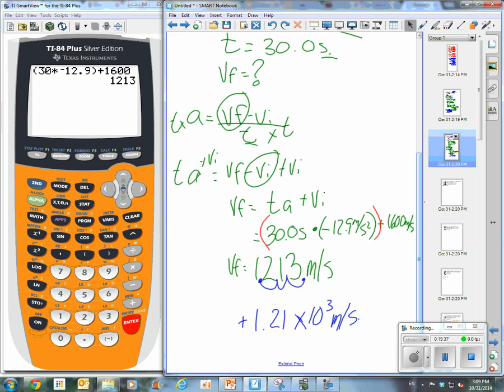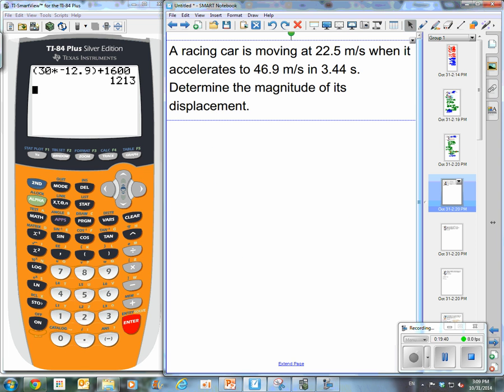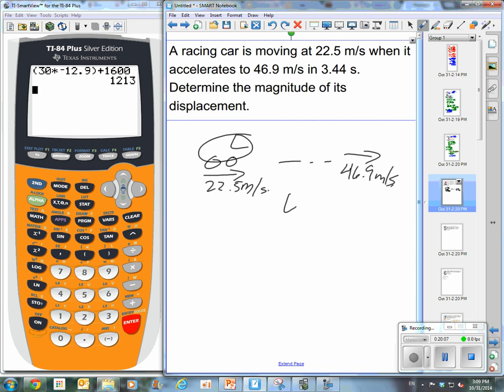All right, let's go and do the next problem here, shall we? A racing car is moving at 22.5 meters per second when it accelerates to 46.9 meters per second in 3.44 seconds. Determine the magnitude of displacement. All right, well, I've got a car. He is already moving at 22.5 meters per second. He is going to speed up such that he is traveling at a rate of 46.9 meters per second, and the time that has elapsed is 3.44 seconds. There's a beautiful picture. All right, it shows my understanding of what is going on.